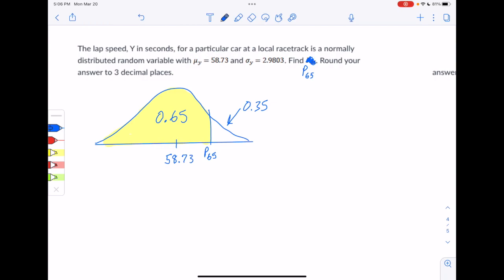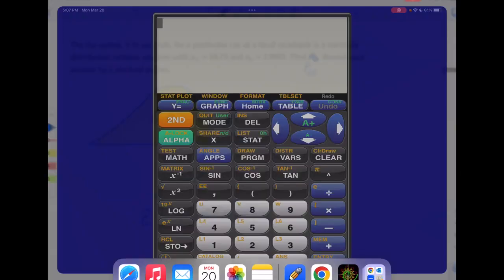So now we want to start working on finding P65, and the first step in that is to find the z-score that goes with it. To find the z when you know the area already, you use the inverse normal distribution. And for inverse normal, you always put the area on the left side, so 0.65. Then we will go to the calculator, get that z-score, and round it to 3 decimal places. So let's switch over and take care of that.